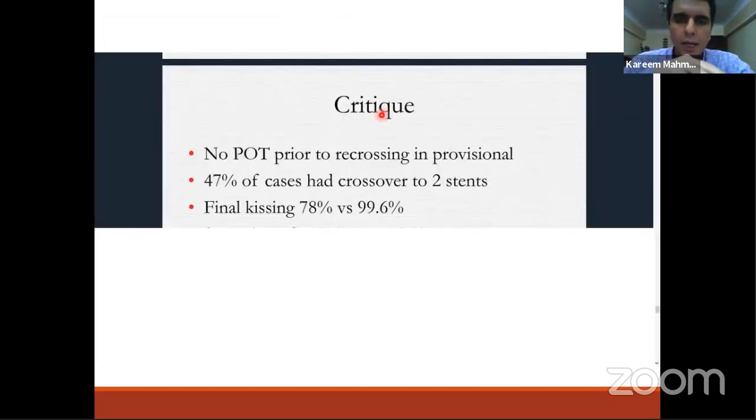So there is a critique for the DK Crush 5, and this is regarding also that POT was done as a final step in the provisional stenting, and there's no POT done prior to recrossing in the provisional stenting. And 47% of patients in the provisional arm had a crossover to two stents. The final kissing was done in 78% in the provisional stenting, and actually it's almost all patients in the DK Crush technique.